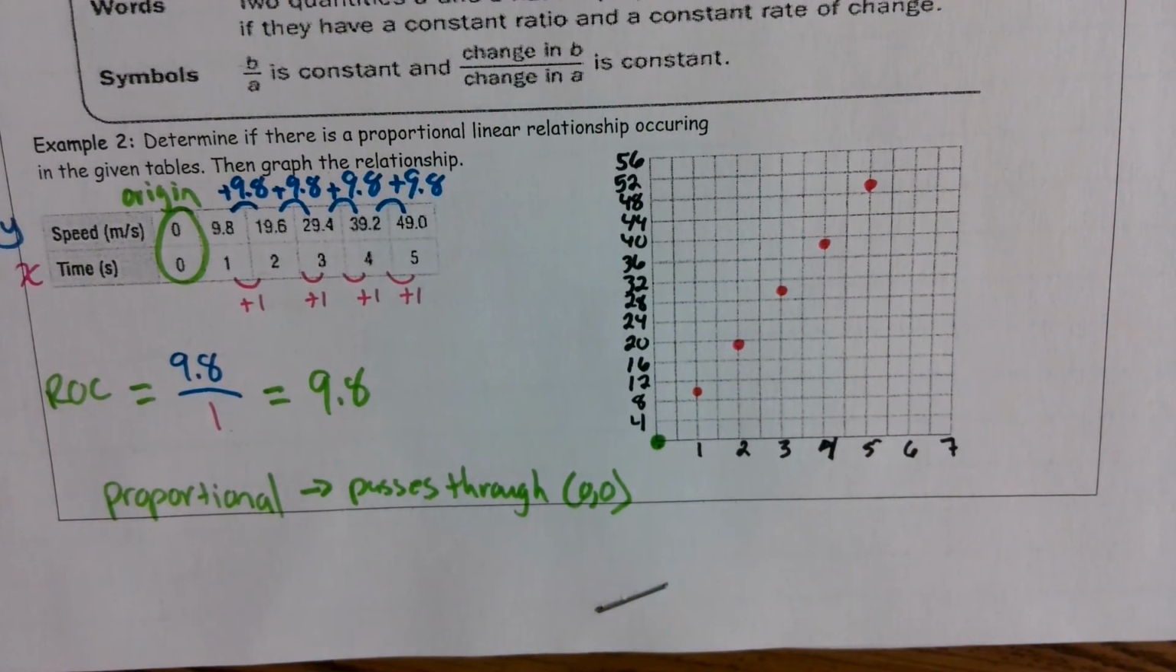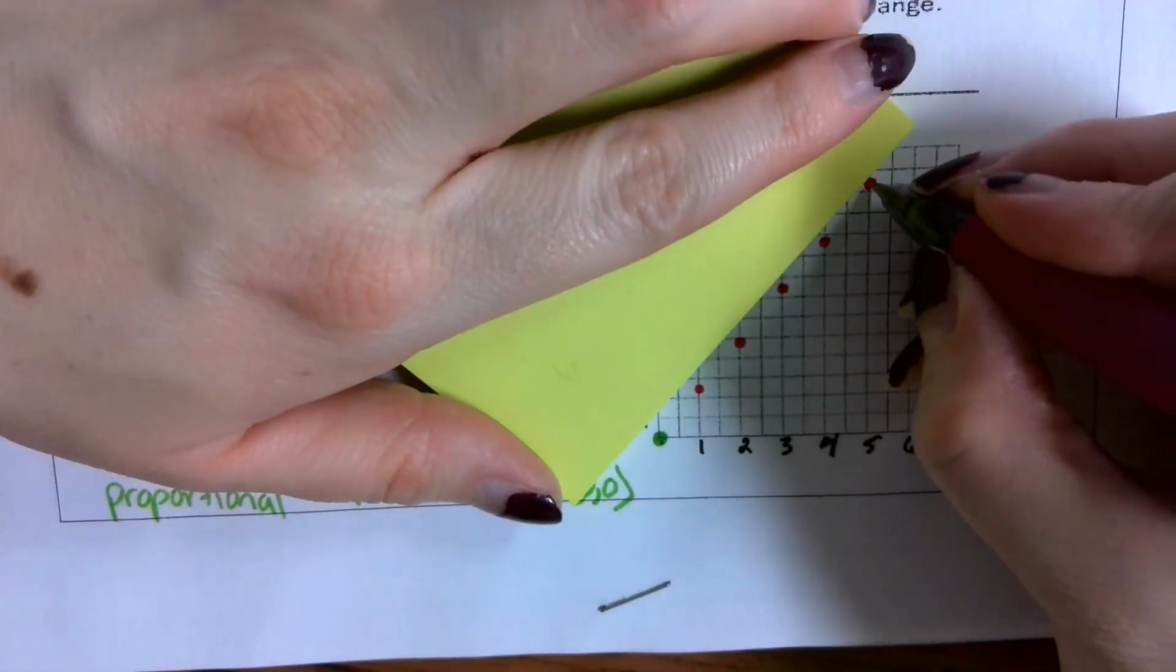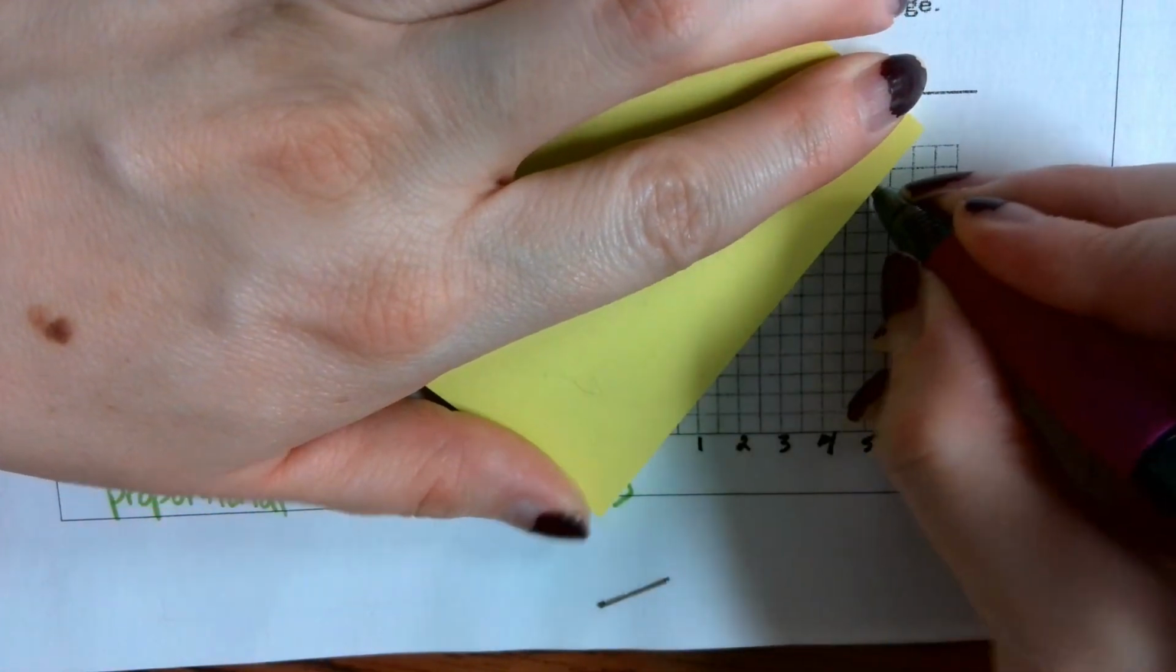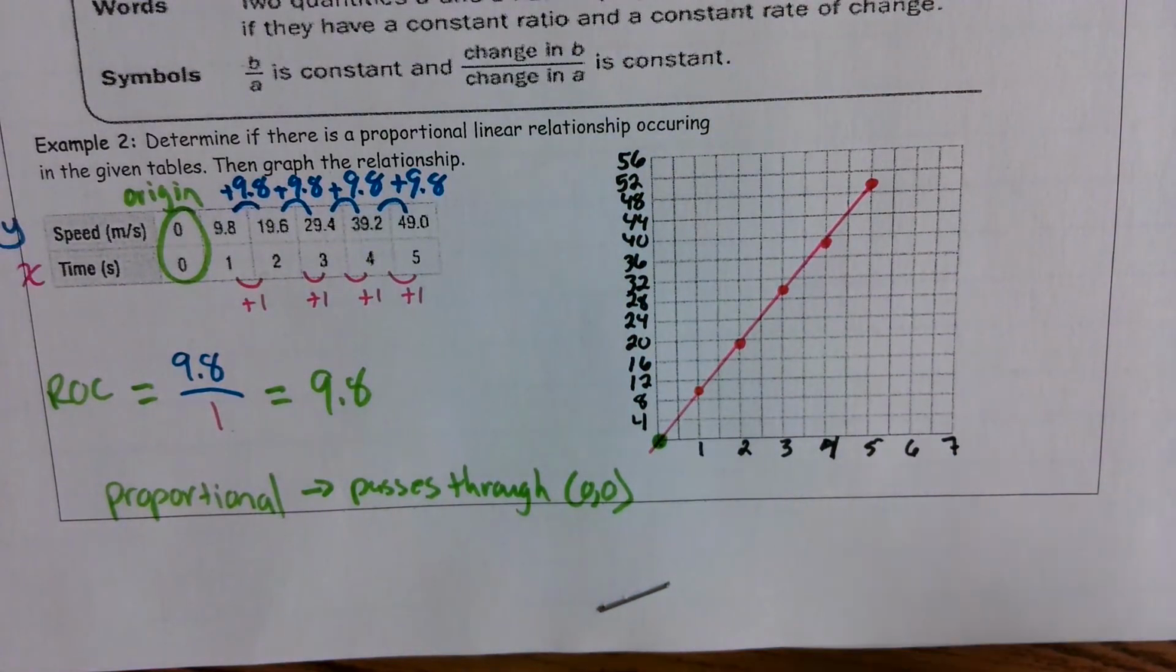Okay, and then of course you always want to have a nice straight edge to connect them all together. Usually like a ruler, which I apparently have lost mine, so we're going to use Post-it notes instead. And there we go. Nice straight line, passes through the origin. Any questions about that?